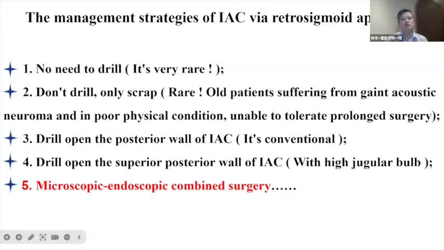The management strategy of IAC via retrosigmoid approach is divided into five types. One, not to drill. It's very rare. Two, don't drill, only scrape. Three, drill open the posterior wall of IAC. Four, drill open the superior posterior wall of IAC. Five, microscopic endoscopic combined surgery.